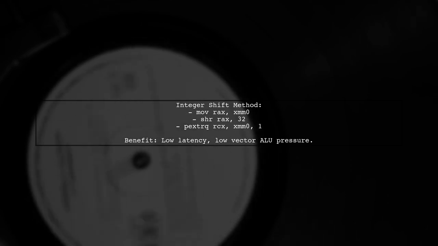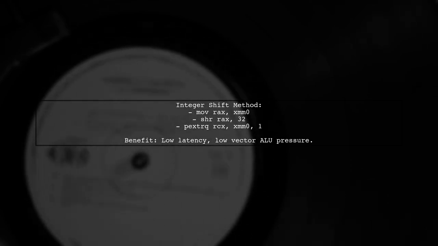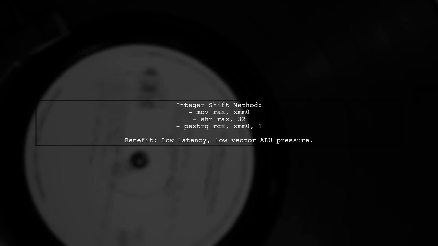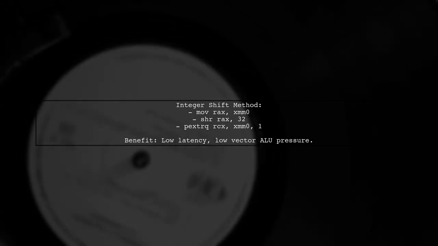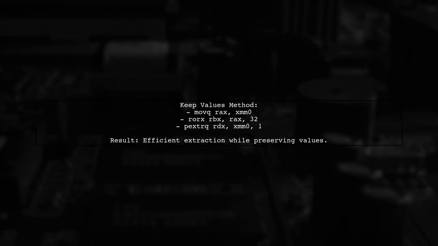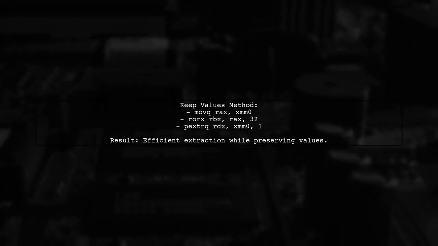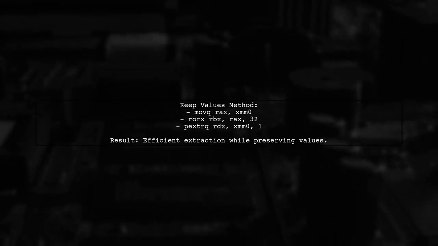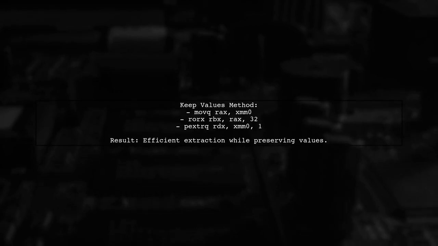Another technique involves using integer shifts for extracting 32-bit elements. This can reduce pressure on vector ALUs and improve latency. Alternatively, you can keep the values around using a combination of movq and rorx. This method allows you to extract elements while maintaining their availability for further use.